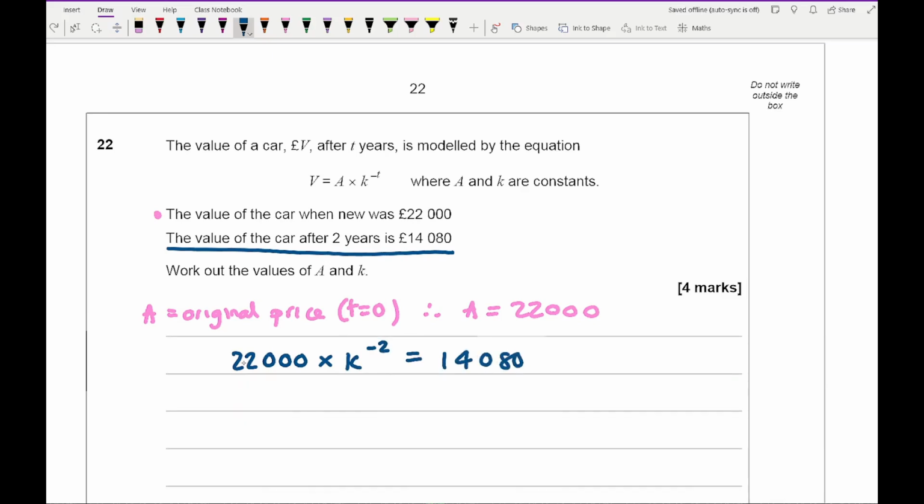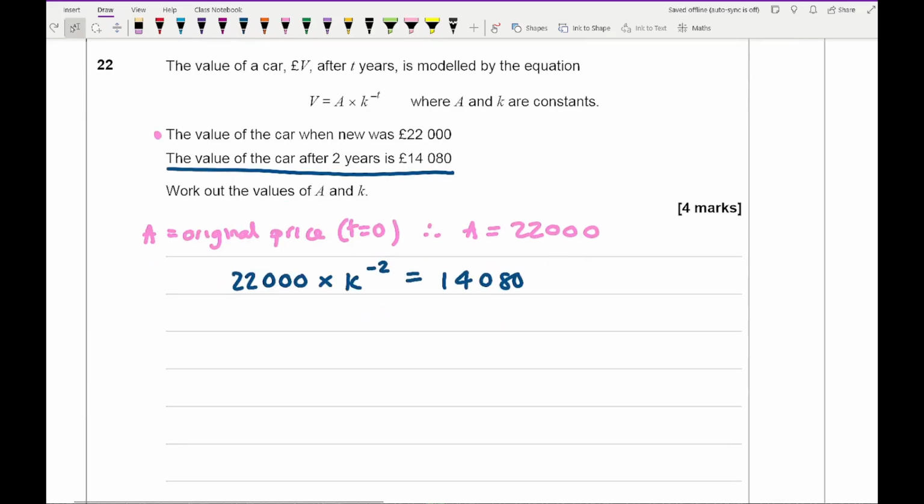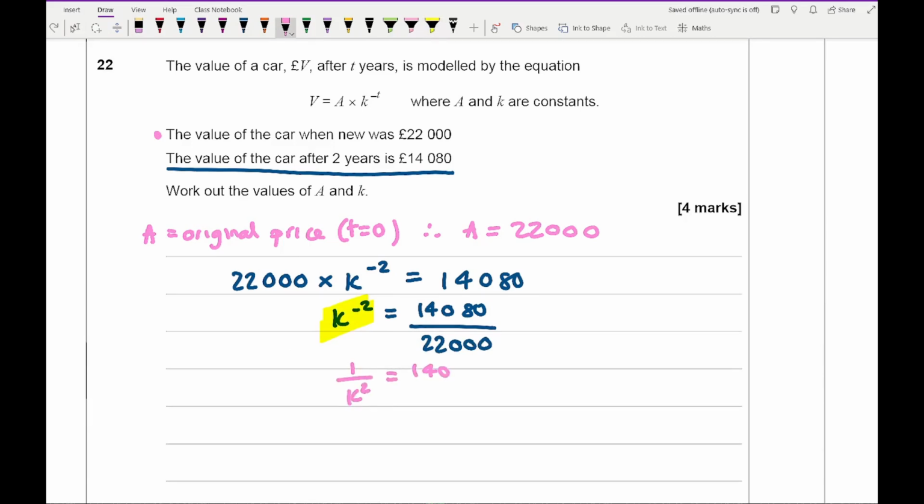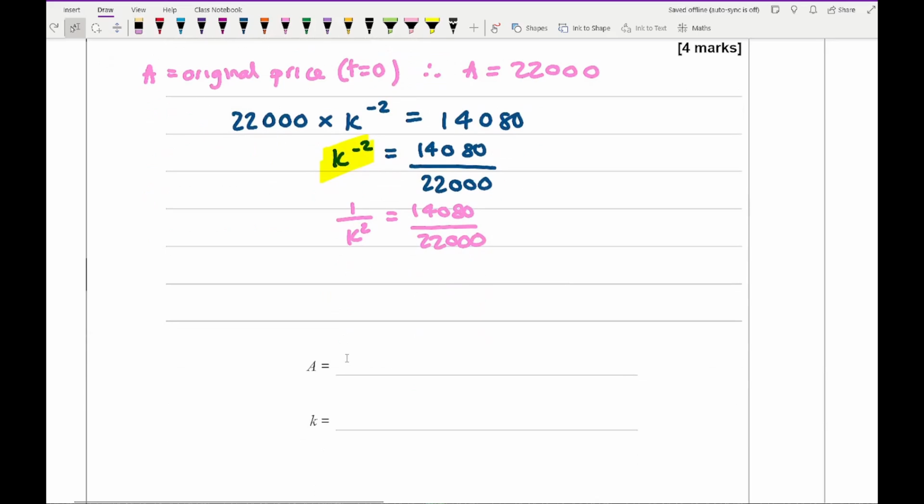So what we now need to do is do a bit of rearranging to work out the value of K. So K to the power of minus 2 is 14080 divided by 22000. Now K to the power of minus 2 is equal to 1 over K squared, and that equals 14080 over 22000. So from this I can do a bit of cross multiplying.